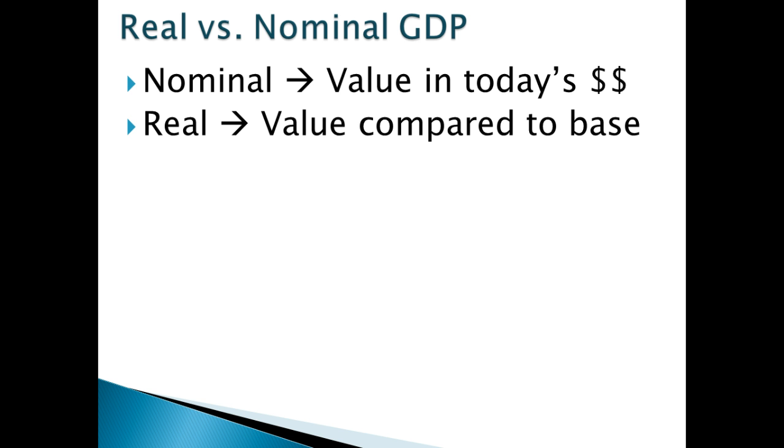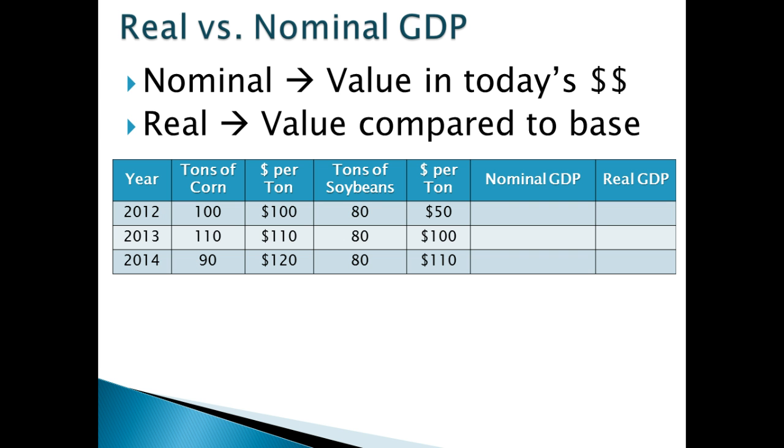With real GDP, we're trying to compare GDPs against each other. So we choose a base year for prices and use that base year price to compare the quantities produced in subsequent years to see whether or not there's actually more economic activity, or whether the GDP number is rising simply because there are higher prices. So I'll give you an example.